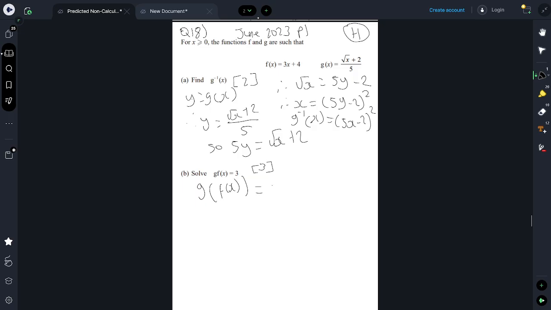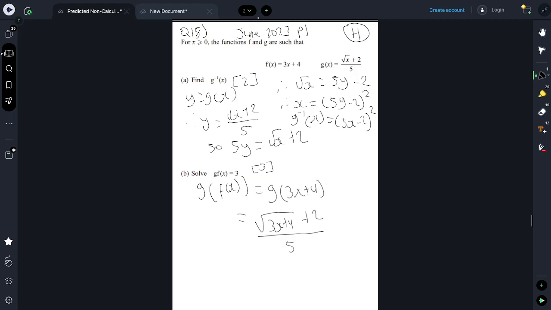So g of f of x. Well, what is f of x? It's 3x plus 4, and we plug that into g. So f of x is here, and we literally plug it into g. g of 3x plus 4, in place of x is now 3x plus 4. So that's going to be root 3x plus 4, plus 2, over 5.